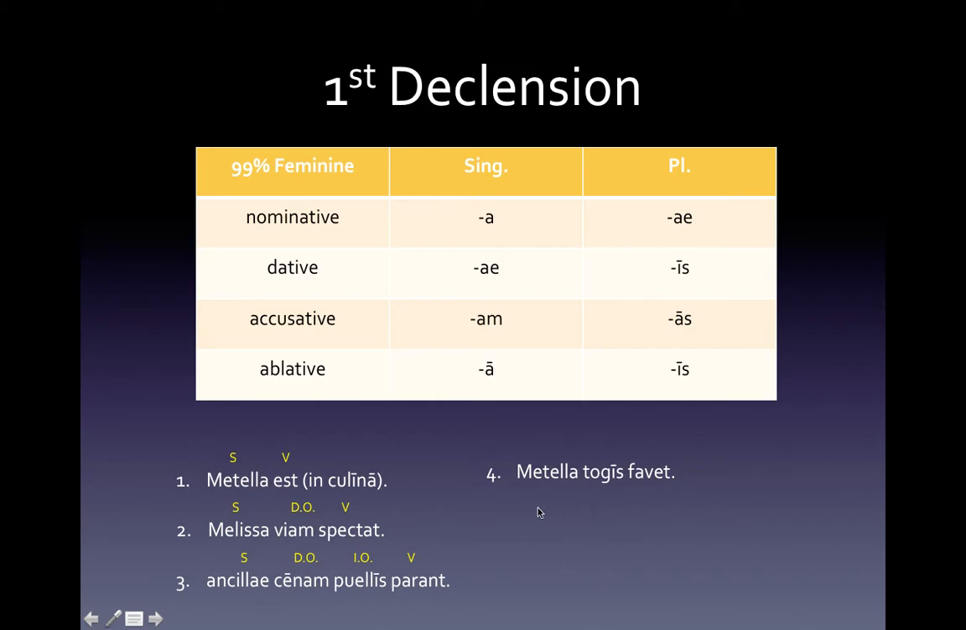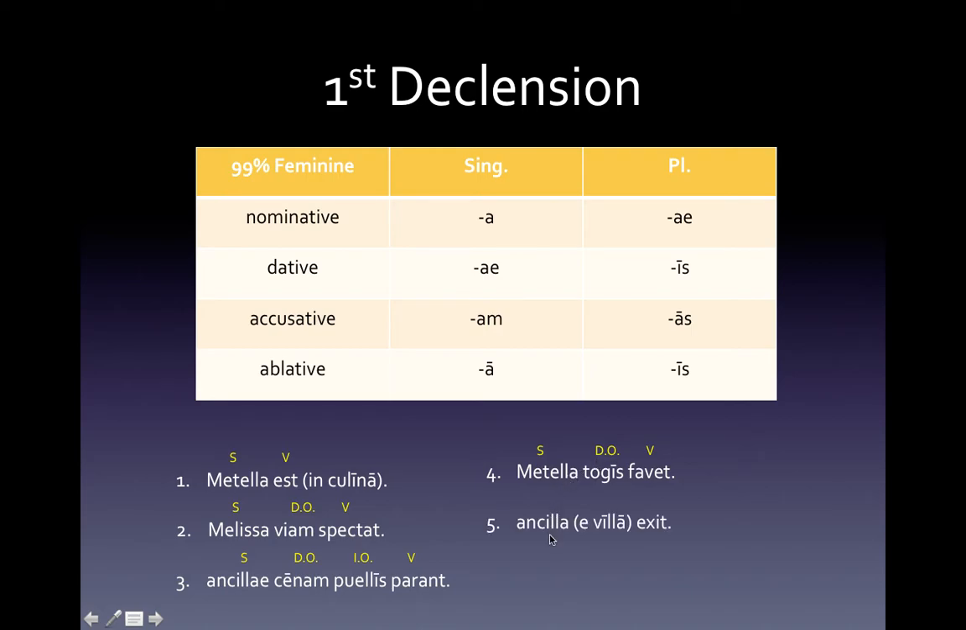All right, Metella togis favet. This is an example of where a verb takes the dative as the indirect object. So Metella is our subject. She's in the nominative. Metella favors or prefers togas. Favet takes the dative. This is right here, but it is functioning as our direct object, so we label it as the DO.